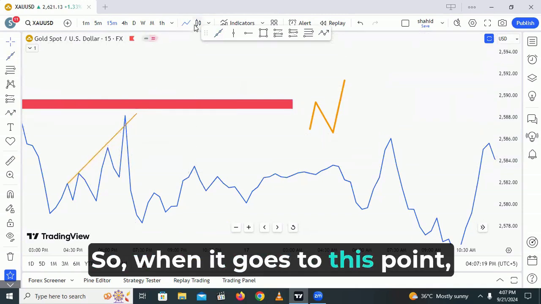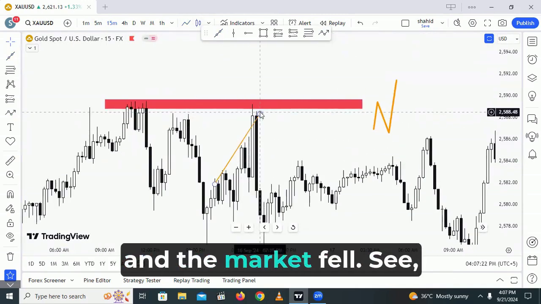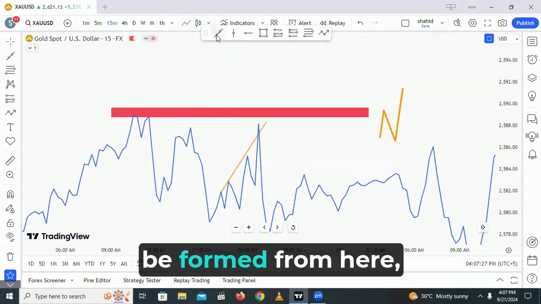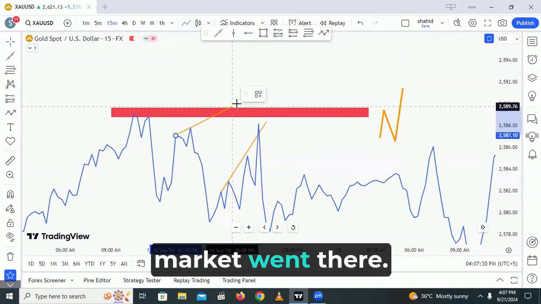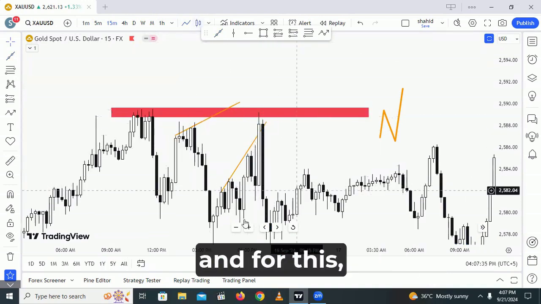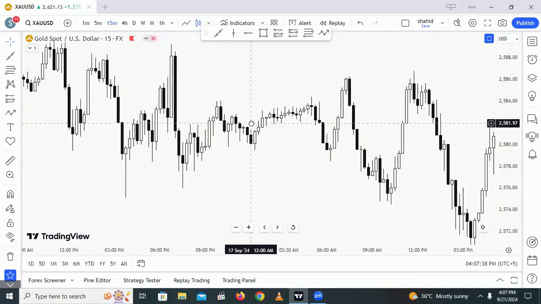So when it goes to this point, see, it went to this point and the market fell. See, it was a clear example. If you want to make it, this pattern can also be formed from here, but I don't think the market went there. It will sell from this pattern. Okay, one or two more.